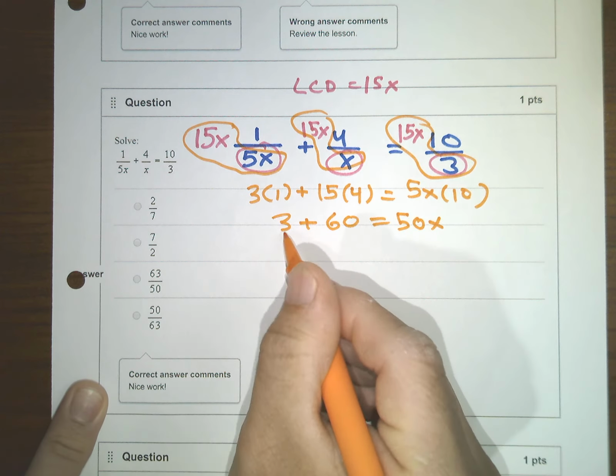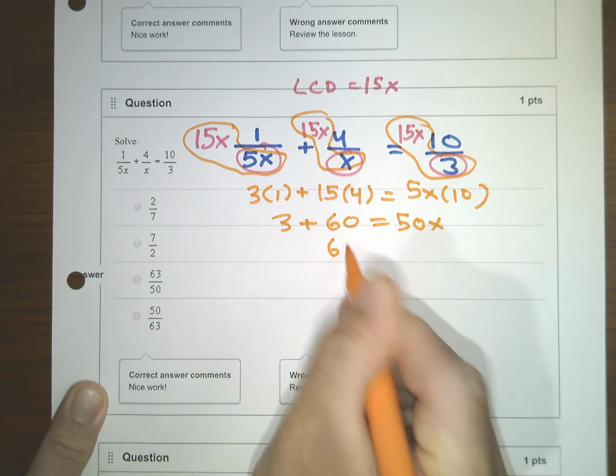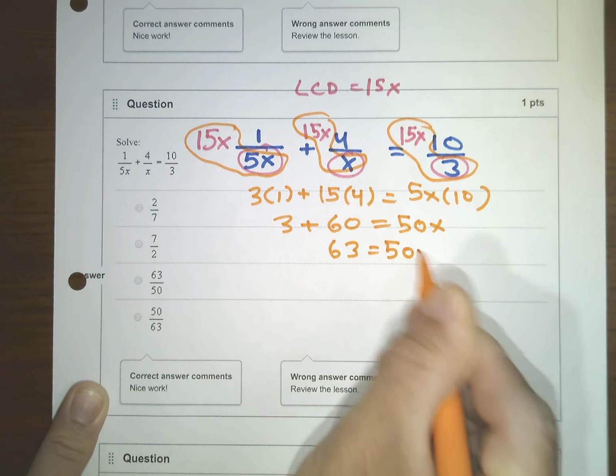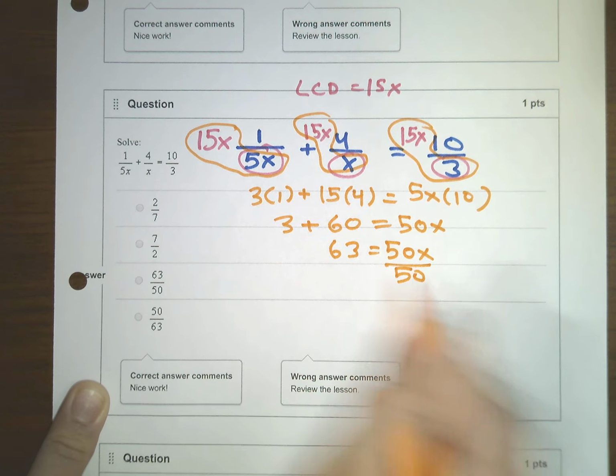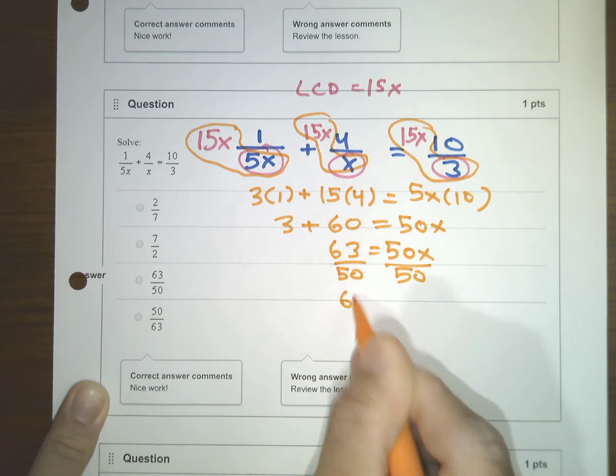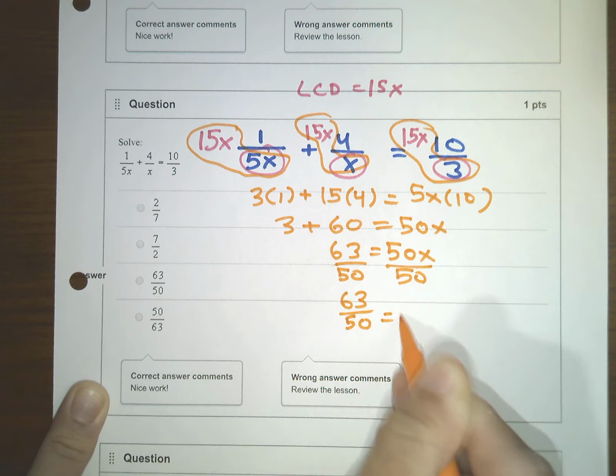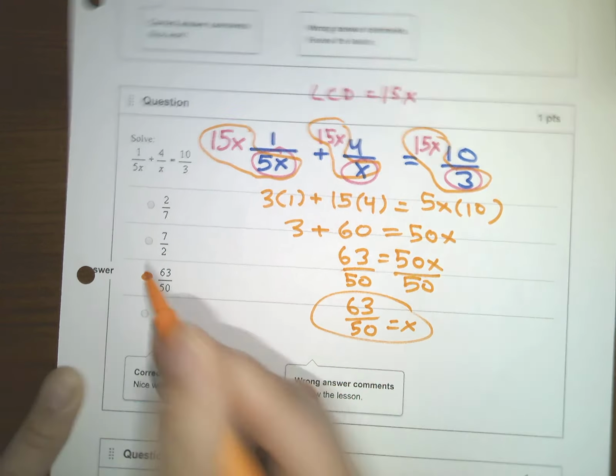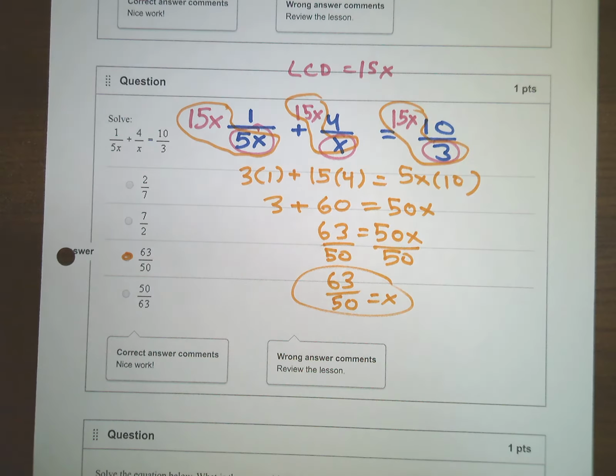Then we have 3 plus 60 is 63, so 63 is equal to 50x, and then I divide by 50 on each side, so 63 over 50 is equal to x. Alright, what a time to be alive.